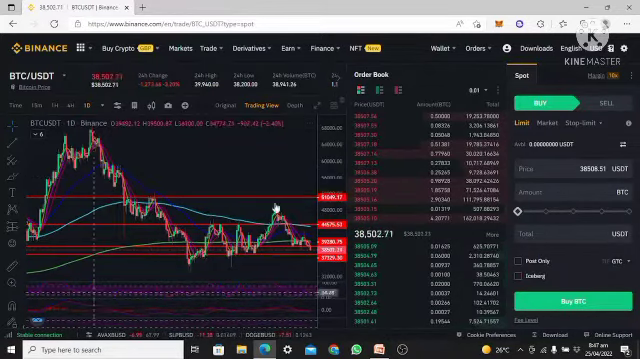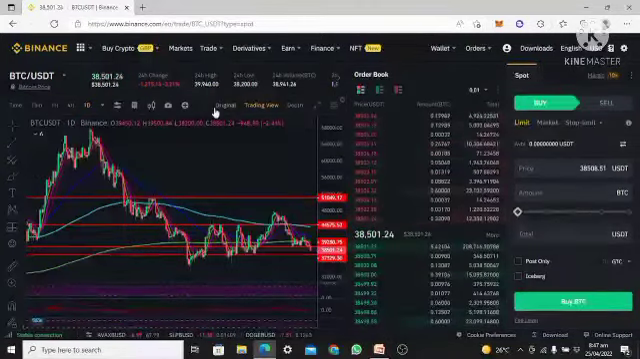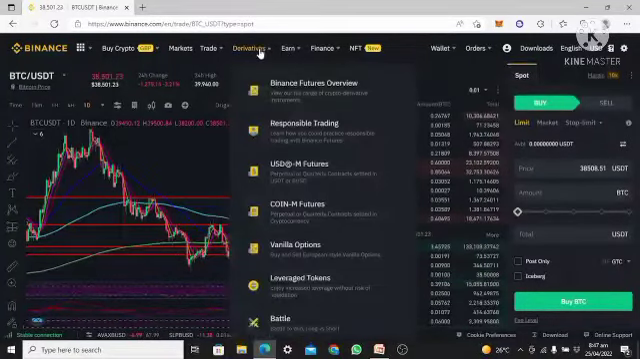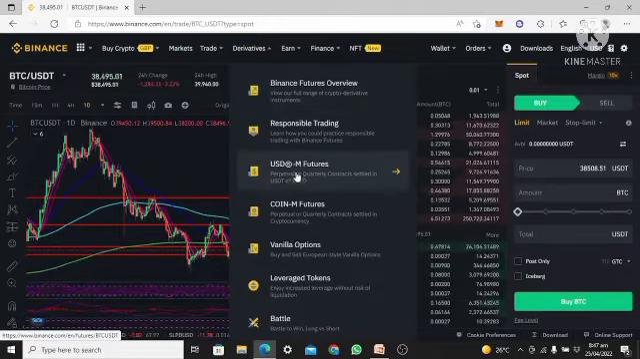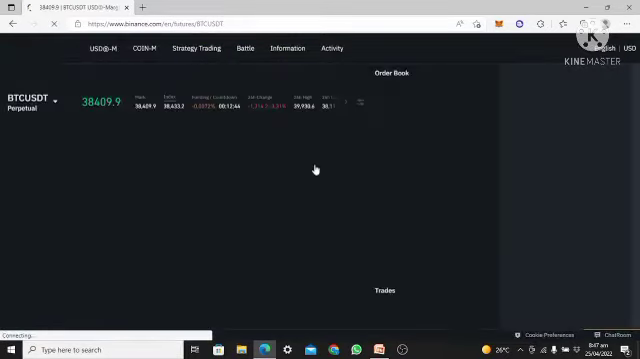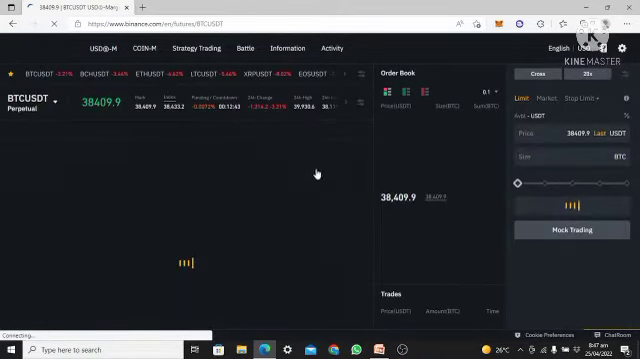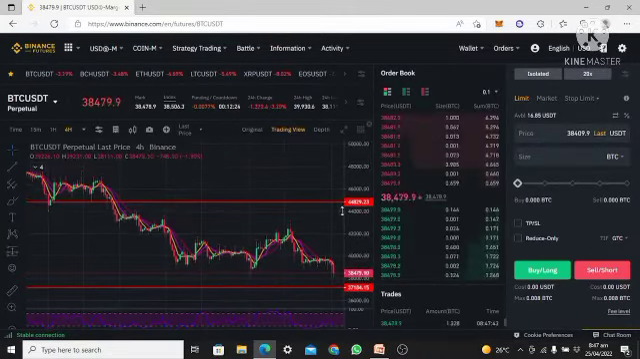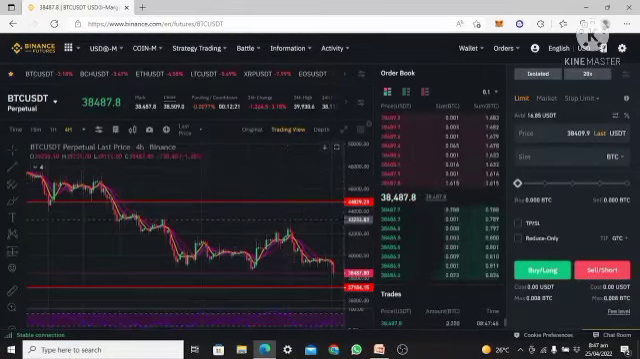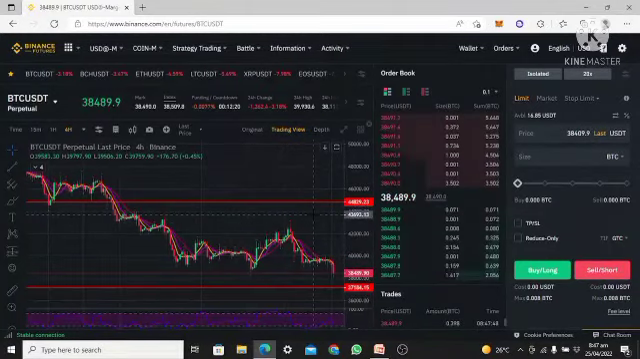So this is the spot trading account. If you want to go to your futures account, you go to derivatives. At derivatives, you can see the options, and you go to this USDT futures. Give it a little bit of time to load. So this is how your futures account looks.